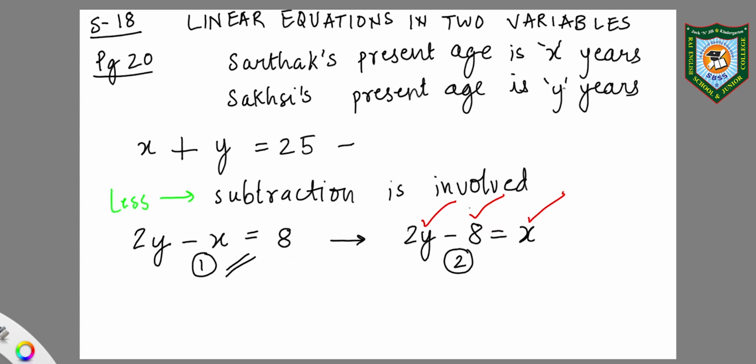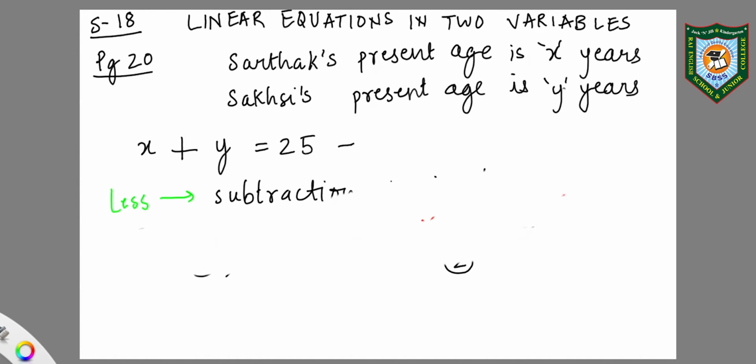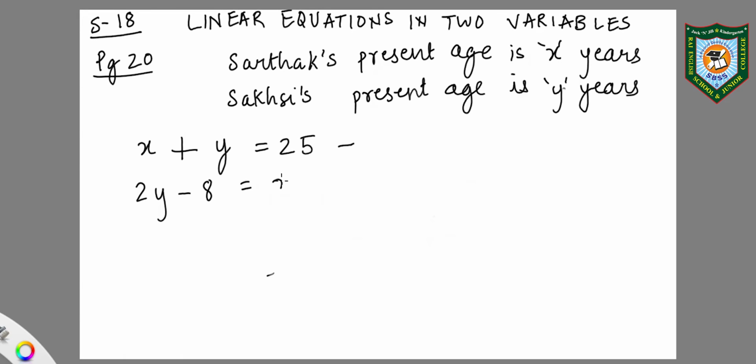So my equation for the top empty box is 2y minus 8 is equal to x, or 2y minus x is equal to 8, both of which are correct. So I'm going to write this down. Now here, for the top empty box, I have 2y minus 8 is equal to x. 8 is less than 2y, so therefore this equation is correct.